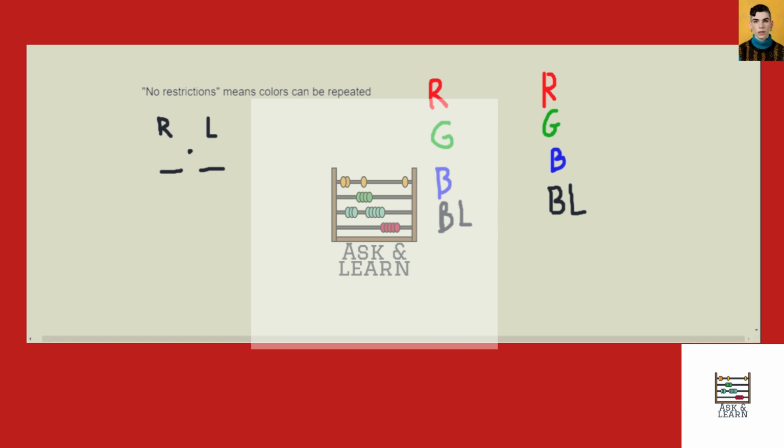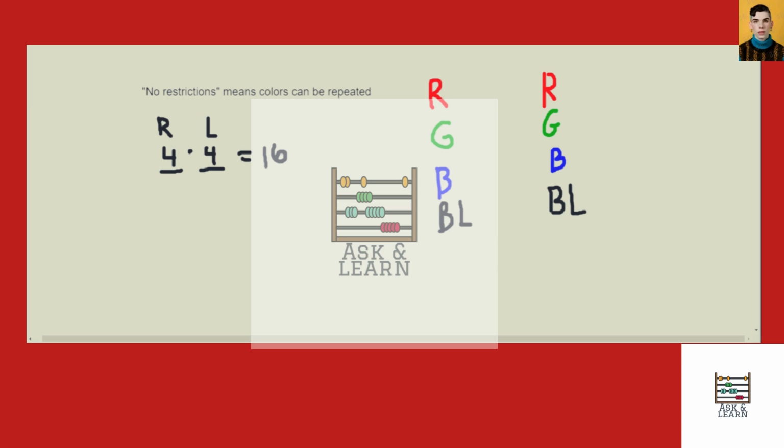Well, he's got 4 choices for the right shoe: red, green, blue, and black. So we'll put a 4 here. And then for the left shoe, since there are no restrictions, he also has 4 choices there: red, green, blue, and black. So 4 choices. So by the product rule, 4 times 4 is 16, which says there are 16 different pair of shoes he can make.